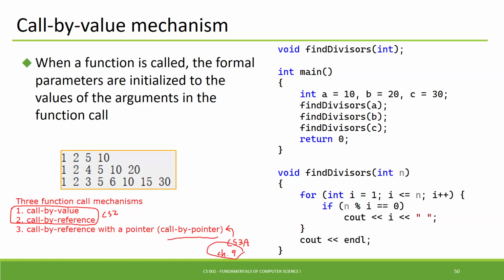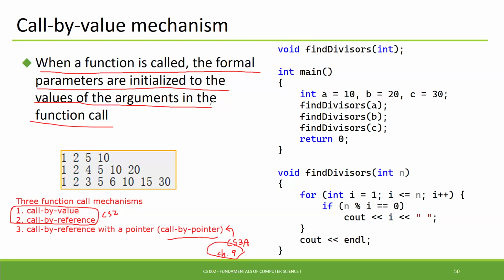Anyway, let's start from call by value. All the function calls we have seen are call by value mechanism. Pass the value, receive the value. It is call by value. Look at this one. When the function is called, the formal parameters are initialized with the values of the arguments in the function call. Do you understand?